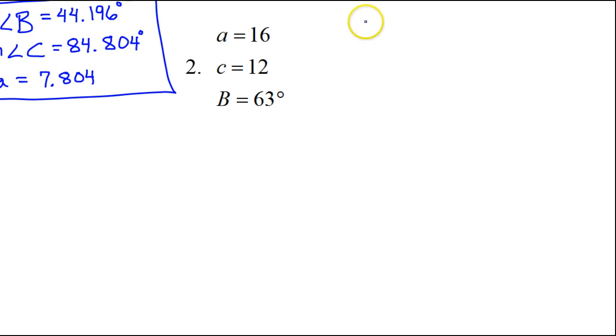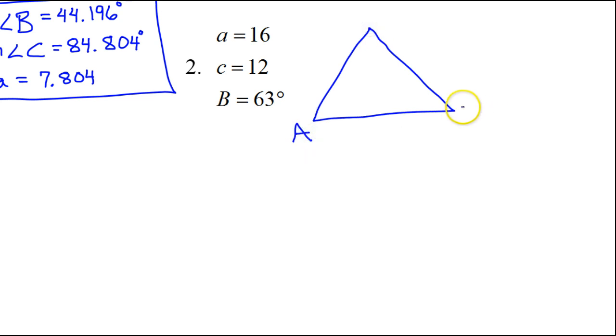Problem number 2. Here comes the triangle. Alright, so again, I'll just call this triangle ABC. We're given angle B is 63. Side A is 16, and side C is 12. What will we need? We are missing angle A, so we will need to find the measure of angle A. We will need to find the measure of angle C. And we will need to find side B.